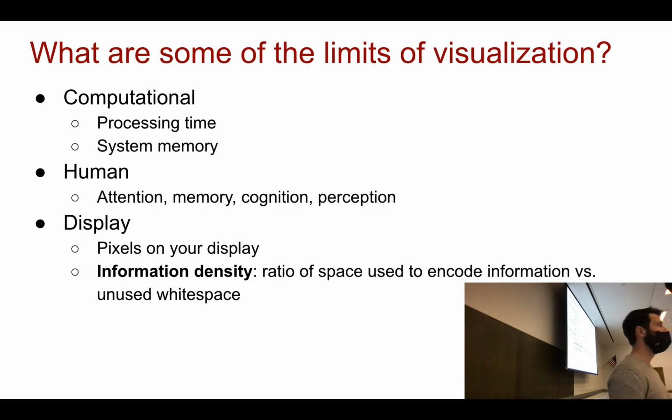The human itself can be a limit. Maybe my lecture is too long, and your attention just cannot handle it. It's a limit of how long you can pay attention to the lecture or to the visualization. Memory: maybe you have to use memory to help interpret the data, and there are limits to how much information we can store. Cognition and perception: can I actually understand what the chart is showing? Can I perceive it correctly?